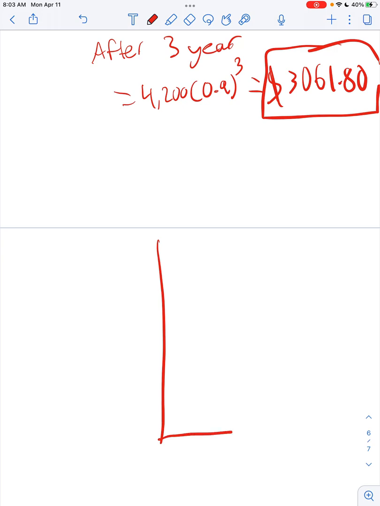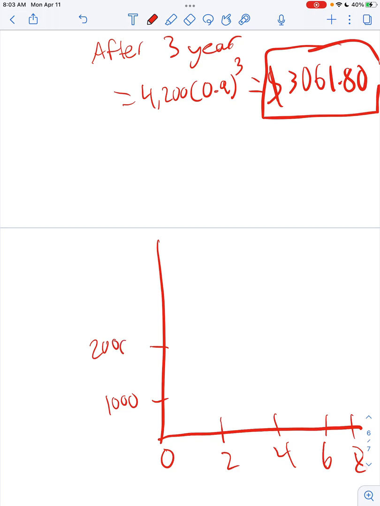So if I were to draw this up, do something like this, okay, 0, 2, 4, 6, 8, let's call it 1,000, 2,000, 3,000, and 4K. We started just above 4K, $4,200. After 3 years, it was 3,061.